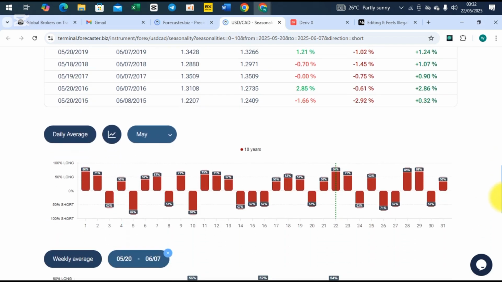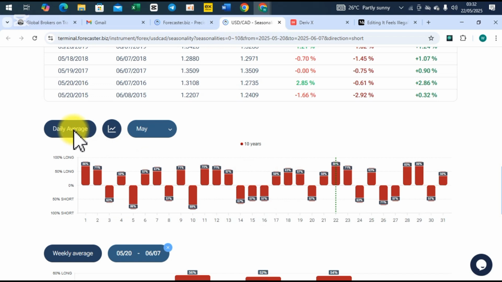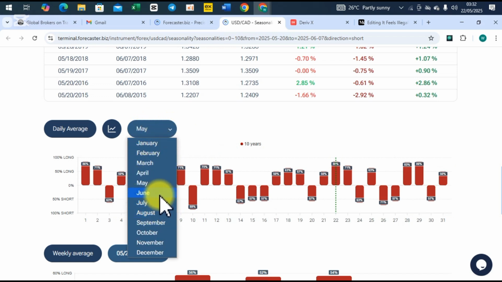If you scroll down, you are going to see more information like the daily average. Okay, so the daily average will show you, for example, if we move here, on each day what happened like 10 years ago, because we are correlating the current price pattern of USD CAD to 10 years ago, which is the season. Like on 31st of this May, because May is selected here, you can also choose to go to any month. For example, if you go to June, you can select June. So I'm saying that on 31st, the correlation was 50.